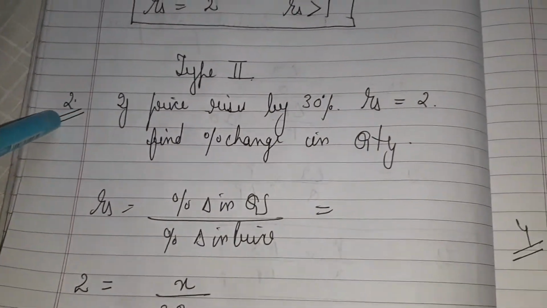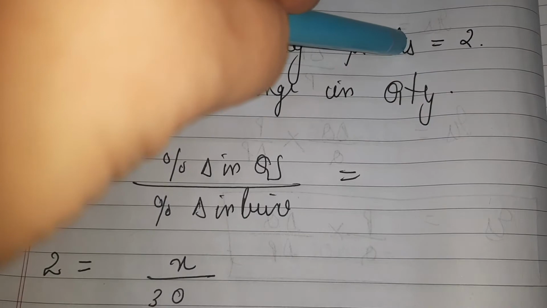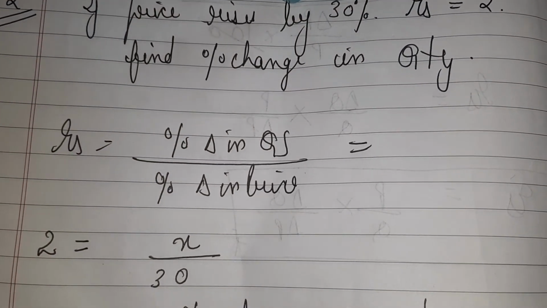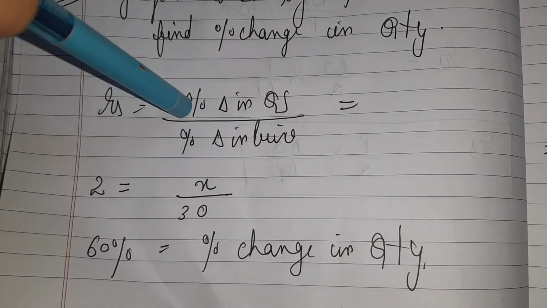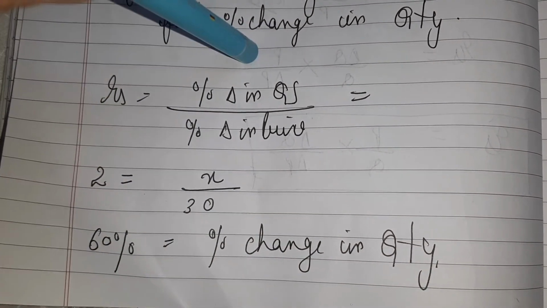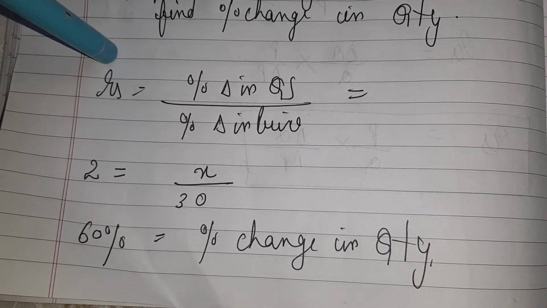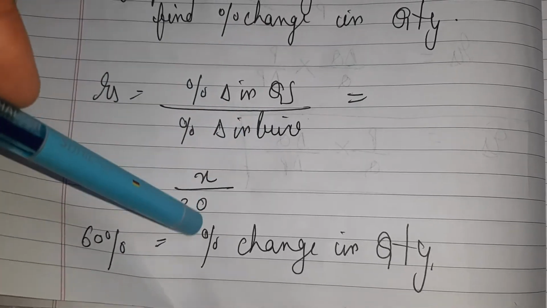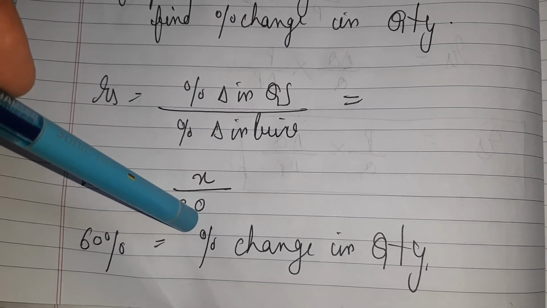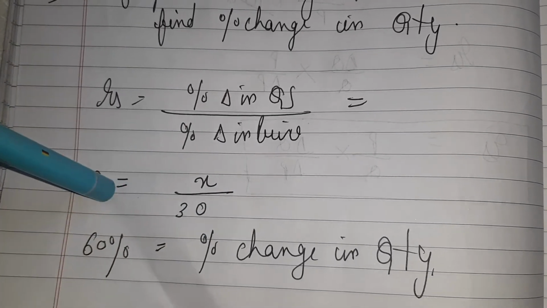Now type 2. In type 2, elasticity is given to you. You need to find the second one. So the formula is again percentage change in quantity supply upon percentage change in price. Quantity supply is not given to us, so we write it down as x. Elasticity of supply is given to us as 2, so we write down 2. Percentage change in price is 30, so we write down 30 here. So percentage change in quantity supply is 60%, that is 30 into 2.